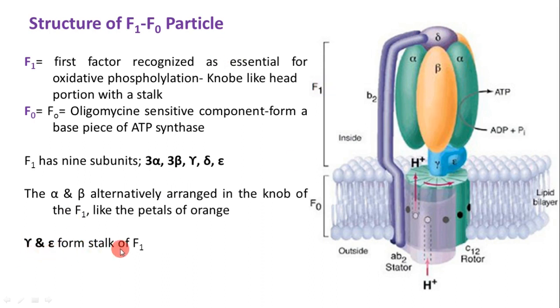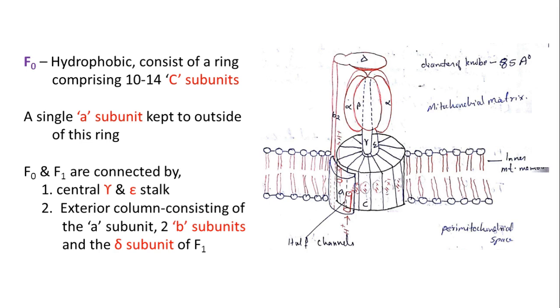The gamma and epsilon form the stalk of F1. Here there is the gamma subunit and the epsilon subunit. They connect the F1 particle with the F0 particle, so they act as a stalk to the F1 particle. The F0 particle is hydrophobic and consists of a ring comprising 10 to 14 C subunits. Here, this cylindrical structure is called the F0 particle, which is formed of 10 to 14 C subunits. This is said to be a C subunit because it is a half ring, looks like a C. Thereby, it is called C subunits.